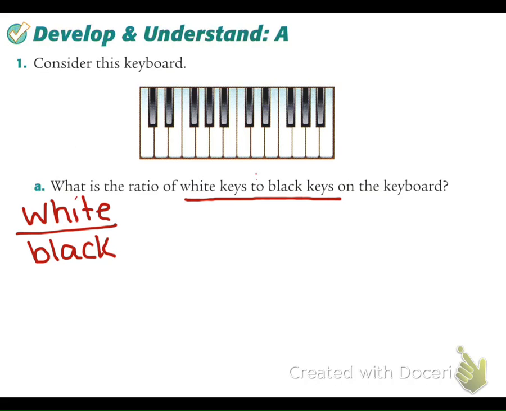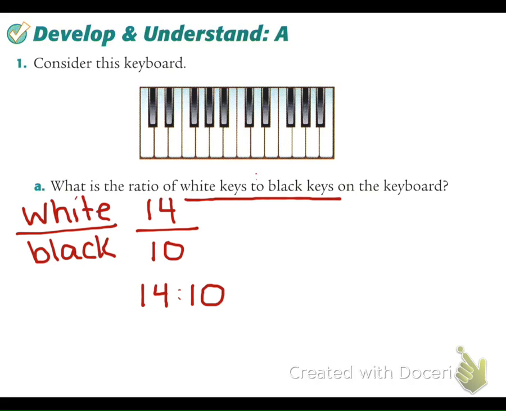I need to be consistent with the way I position my numbers, so I always start with a word ratio, white to black. In order to write my ratio, I need to count how many white keys there are and how many black keys. Take a moment to count the keys on the keyboard. There are 14 white keys, and there are 10 black keys. This is a 14-to-10 ratio.